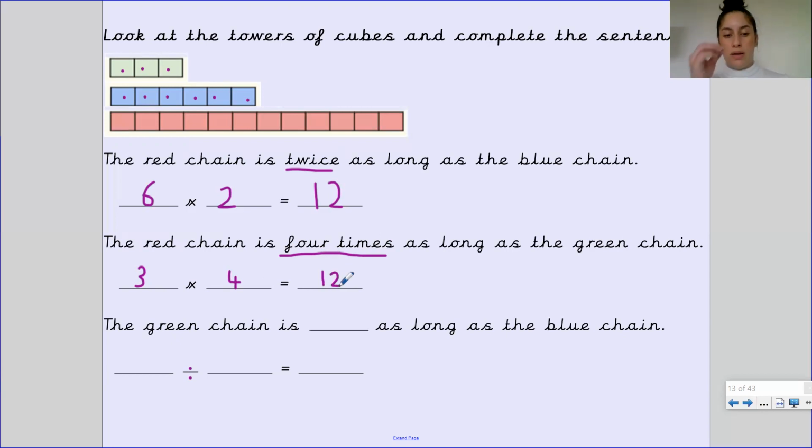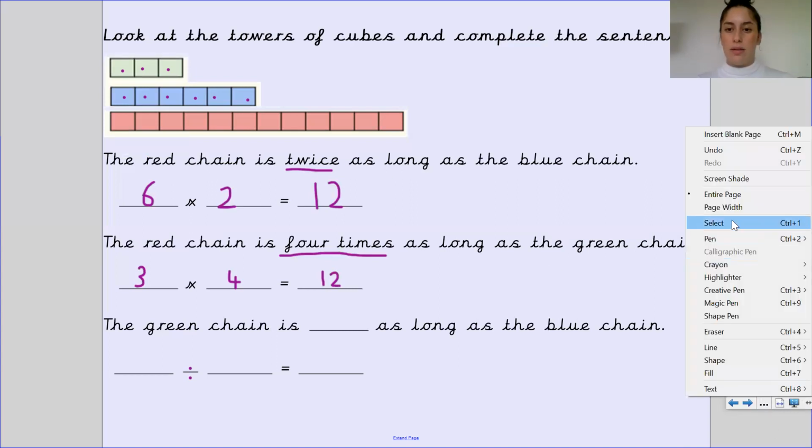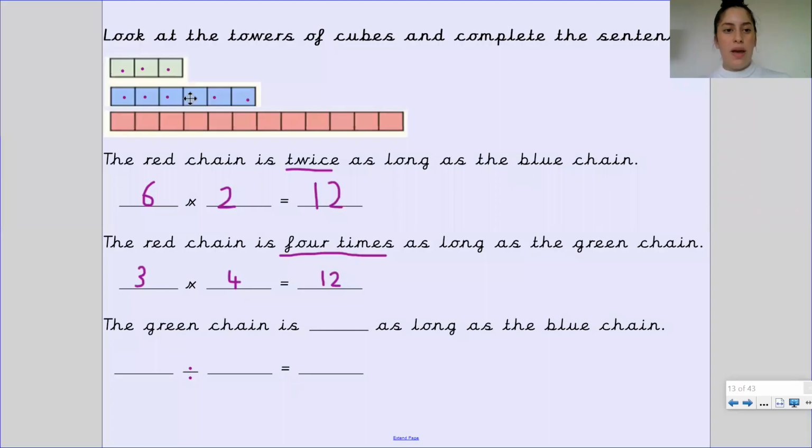And the last one, the green chain is something as long as the blue chain. Well, let's compare the green chain and the blue chain together. Okay, so we know that we need to compare the length of the blue chain to the length of the green chain. So if I just place them closer to each other, what do you notice about the length of the blue chain and the length of the green chain?